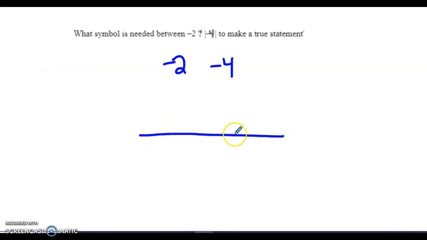So if we look at a number line here, we have a negative 2 and we have a negative 4. Whichever number is further to the right is the bigger number. So in this case, negative 2 is bigger and negative 4 is smaller. So we want our alligator mouth to eat the bigger number, and since negative 2 is bigger, it should be that symbol.